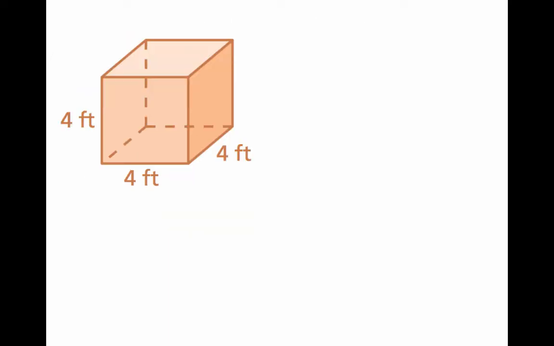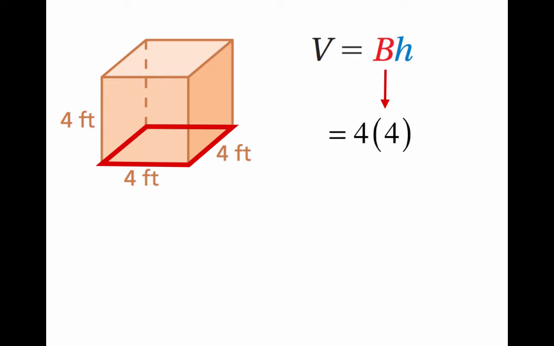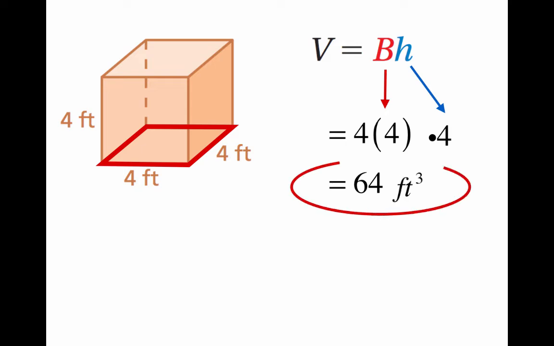Let's check it out. So volume is base times height. This time the base is going to be the square bottom, the 4 by 4 square bottom. So we're going to multiply 4 times 4 to find the area of it. The height of the object is also 4. It's 4 feet tall and 4 feet wide and 4 feet in depth. So we're going to do 4 times 4 times 4, which is 64. So our answer is 64 feet to the third power, feet cubed. And we circle that, and we got our volume.